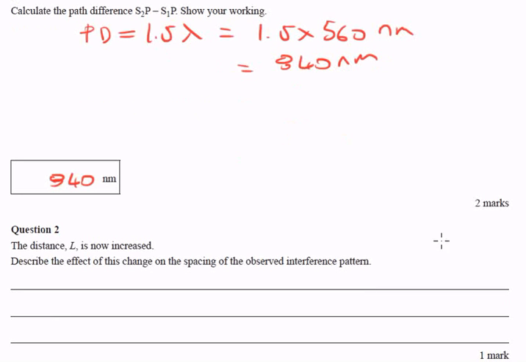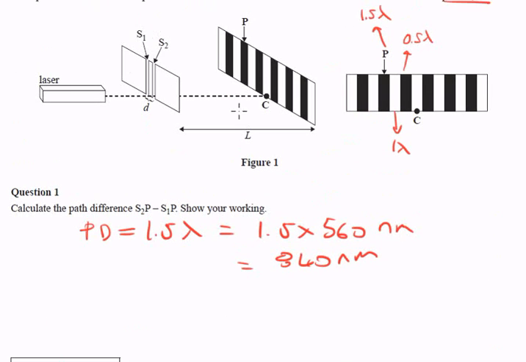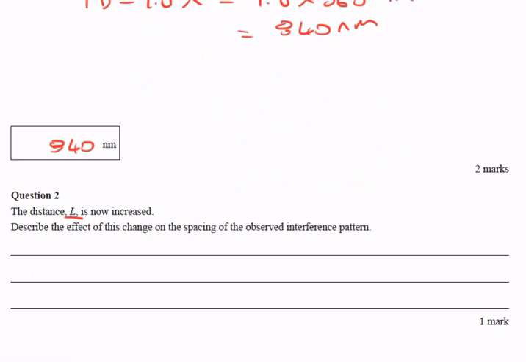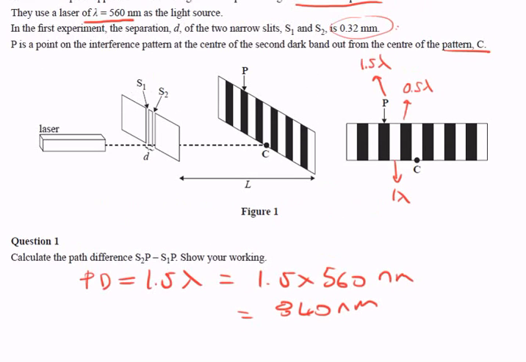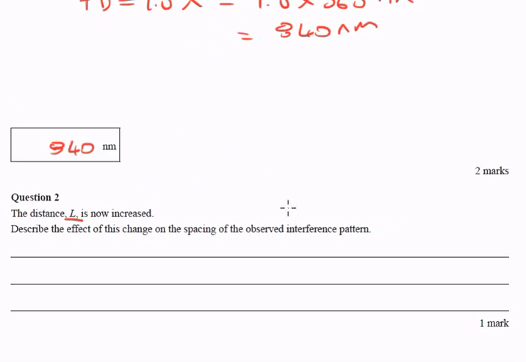Alright, they now increase L. So they make this further away. Describe the effect of the change on the spacing of the observed bright interference patterns. So we did this one in class when we had our diffraction grating. As you move the laser and the diffraction grating further away from the wall, the bright spots get further apart. So we could just say bright spots get further apart. That's only worth one mark.